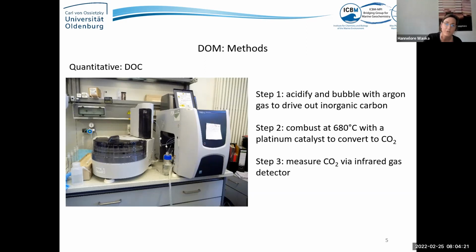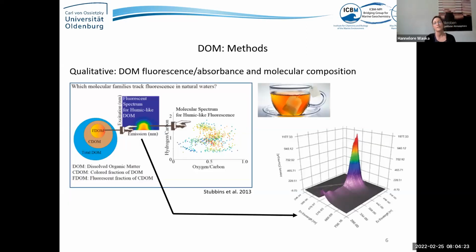We can also look at the quality of dissolved organic matter, and one of the most popular methods in recent years was to look at the colored or fluorescent component of dissolved organic matter. So we could screen our sample with different wavelengths of light and then look at what they emit. And depending on their excitation-emission spectra, we could assign specific characteristics to them, or specific provenance or specific turnover.